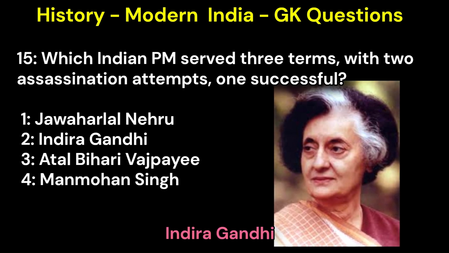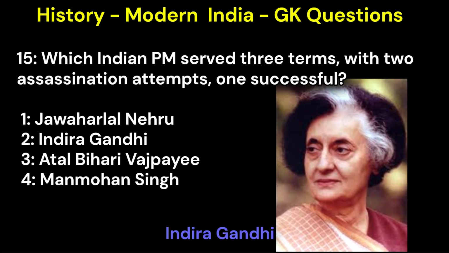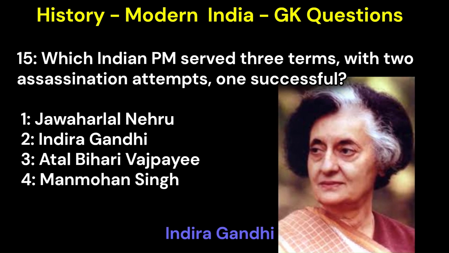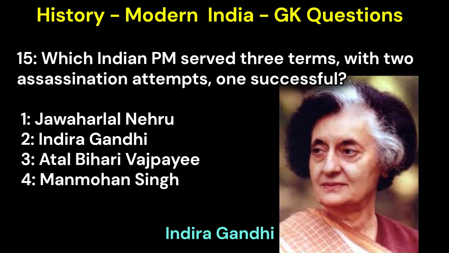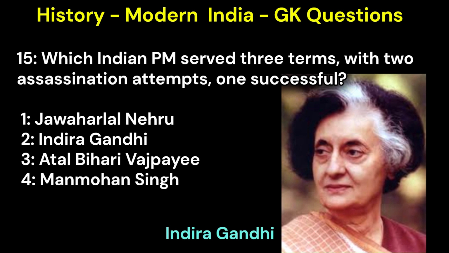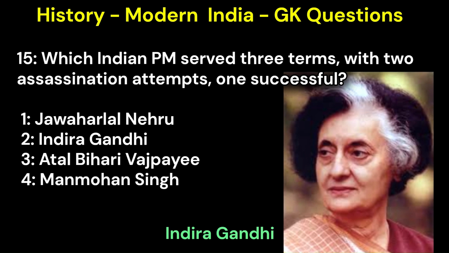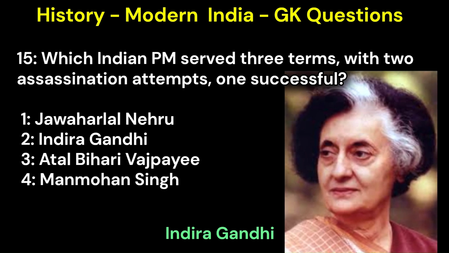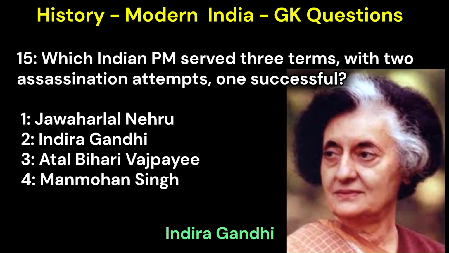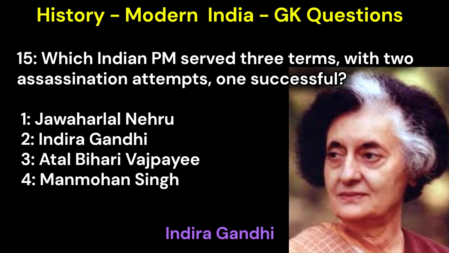Explanation: Indira Gandhi served as PM from 1966 to 1977 and 1980 to 1984, totaling 3 terms. She survived an assassination attempt in 1975 during the Emergency, but was killed on 31st October 1984 by her Sikh bodyguards Beant Singh and Satwant Singh in retaliation for Operation Blue Star, which targeted militants in the Golden Temple. Her death sparked anti-Sikh riots, killing thousands. Gandhi's tenure was marked by bold decisions, including the 1971 Bangladesh War and nuclear ambitions.